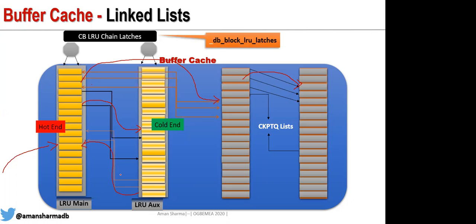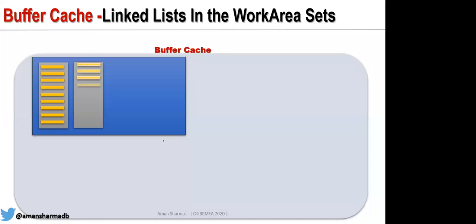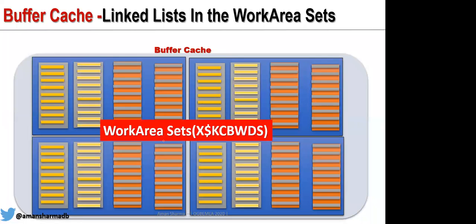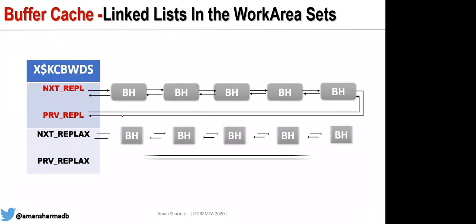Now, again, the LRU chain latches are controlled by this parameter, db_block_lru_latches, again not required to be changed, but still possible. And this structure, which we have for one work area set, is available for the entire buffer cache, which means all these linked lists are going to be available in terms of all the work area sets across the buffer cache, right?